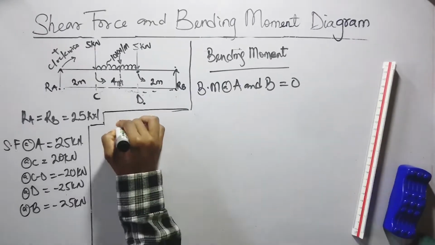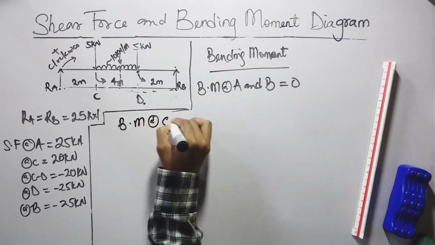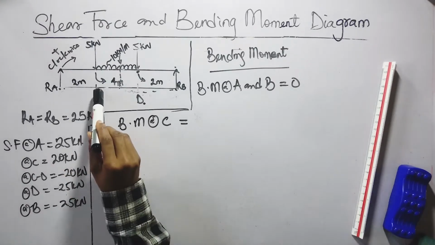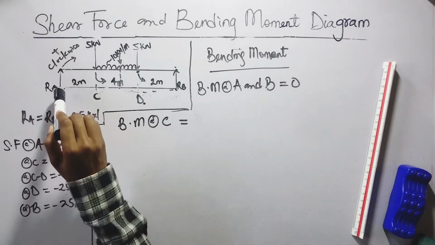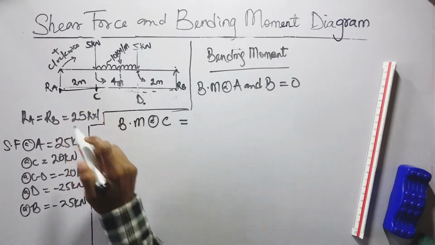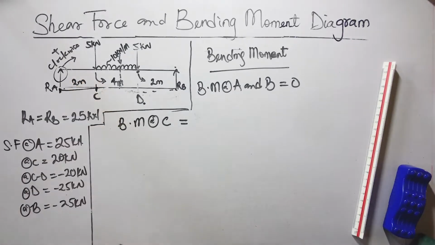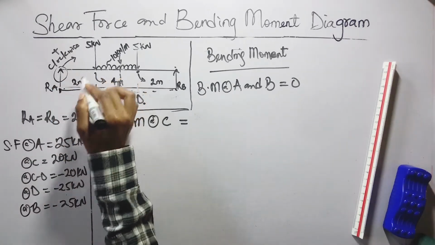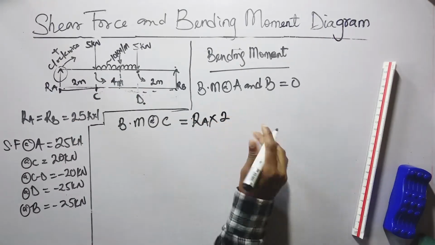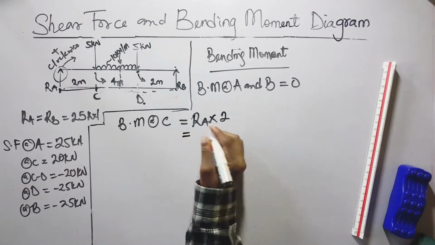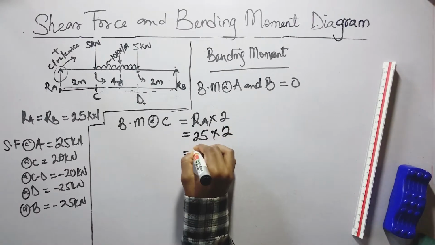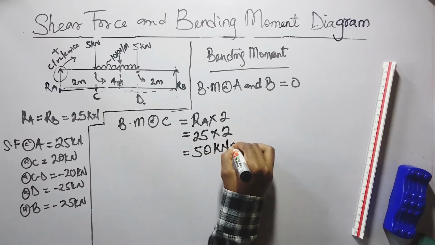To determine this, we have to take from the beginning of the beam to the point C. So we have RA times whatever distance, because bending moment is force times distance. So the distance from RA to C is 2 meters, so we have RA times 2. We know our RA to be 25, so we have 25 times 2, which will give us 50 kilonewton meter. That's the unit for bending moment.